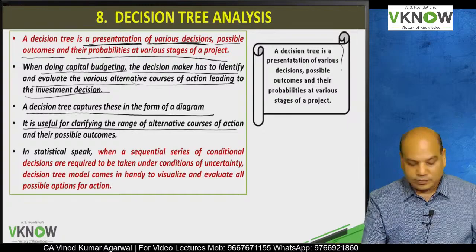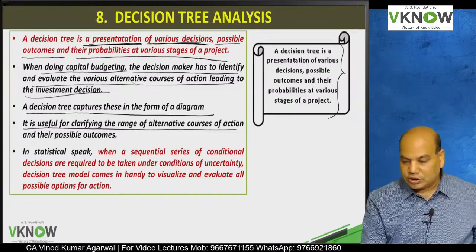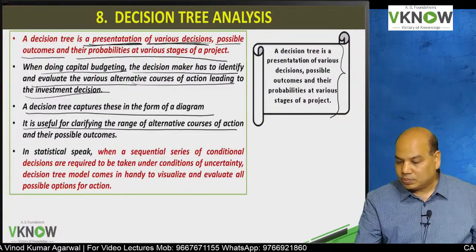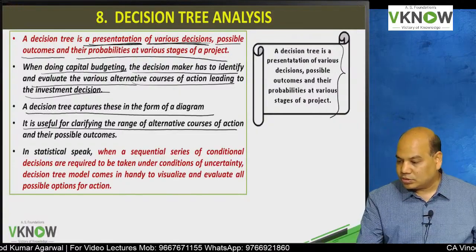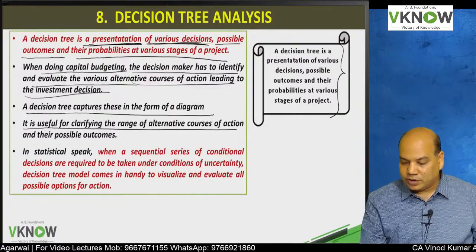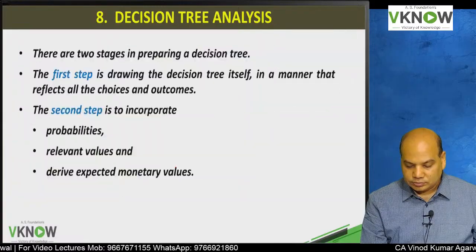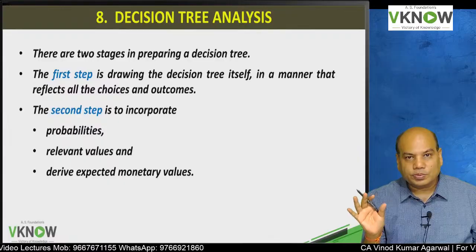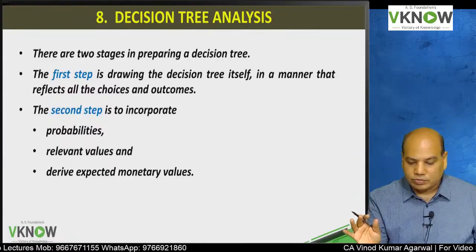So in short, I have written one note here. A decision tree is a presentation of various decisions, possible outcomes, and their probabilities at various stage of a project. So basically it gives you a visual idea. What are the options? What are the alternatives?